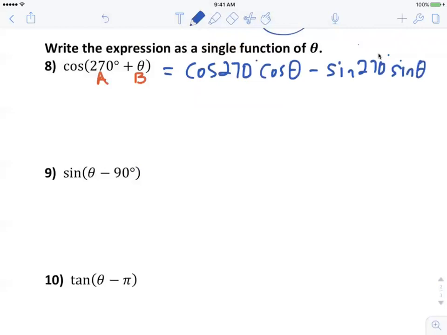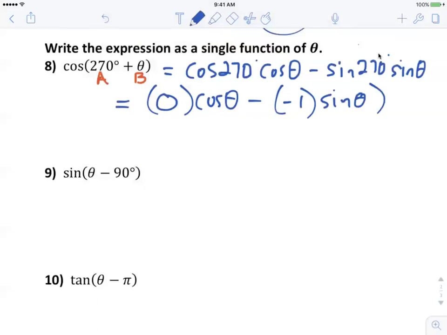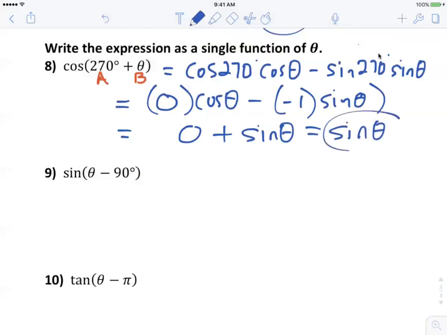Okay. And then now I have values on the unit circle. Cosine of 270 down at the bottom of that unit circle, that's equal to 0 times cosine theta. And sine of 270, that's -1. Okay, so 0 times cosine is 0. Negative and negative is positive. 1 times sine is sine. And then 0 plus sine is just equal to the sine. So this reduces down to sine theta.